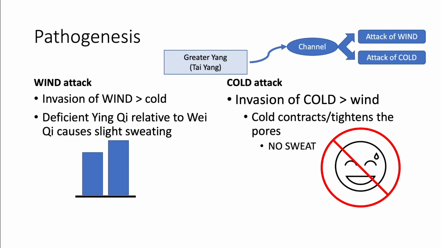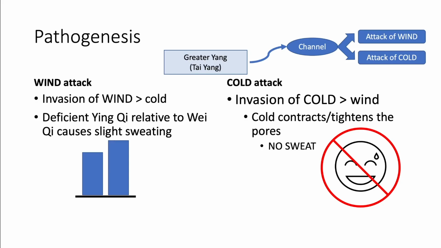On the other hand, in cold attack, there's a prevalence of cold. So both patterns have wind cold, right? With the cold attack pattern, there's just more cold. So cold contracts things, it tightens things up, it'll tighten the pores up. So there's going to be no sweating there.